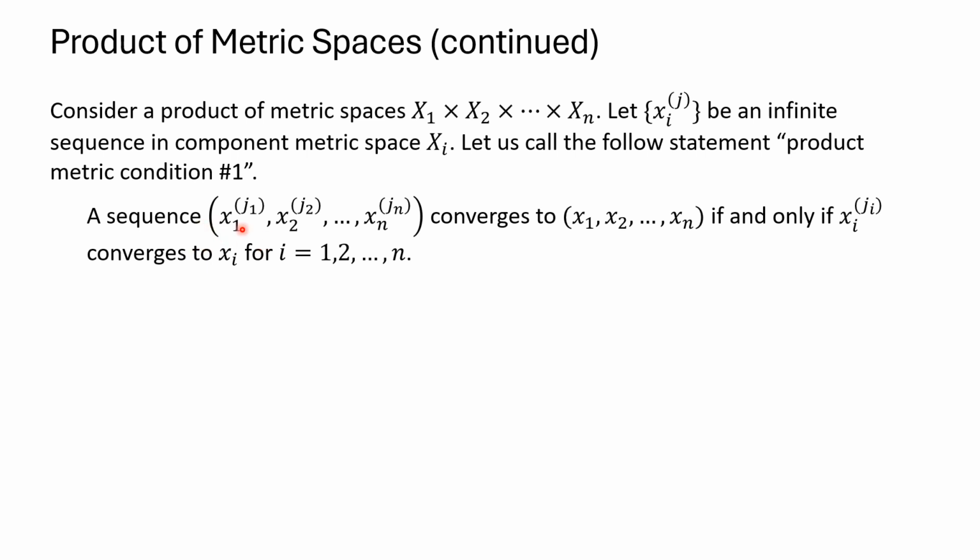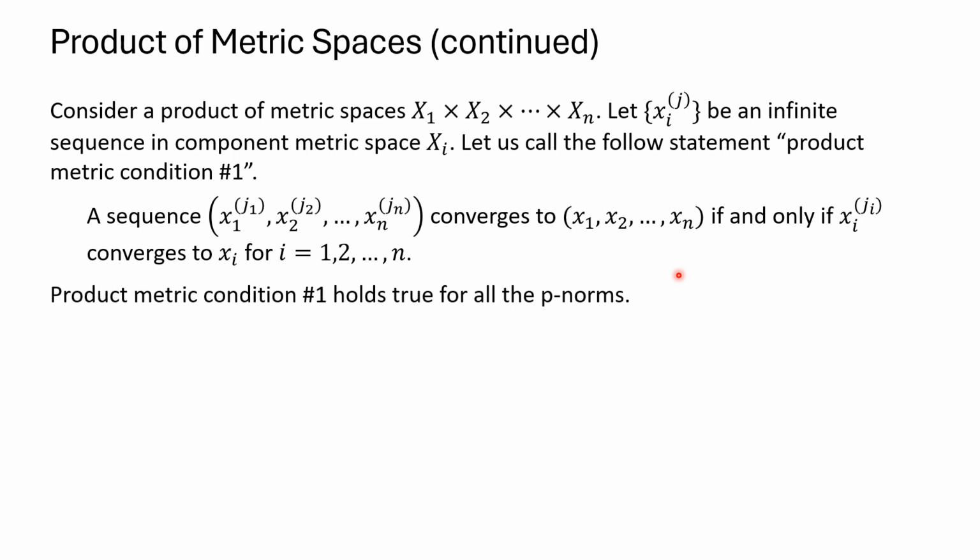So a sequence, in other words, one sequence for each one of these metric spaces, converges to a point in the product of the metric spaces if and only if each one of the individual sequences converges. So that's a condition. As you can see, it seems like it would be true in most cases, although it's not always true. But if we have this being true, then we have this particular condition.